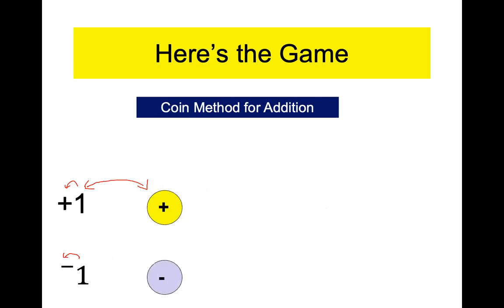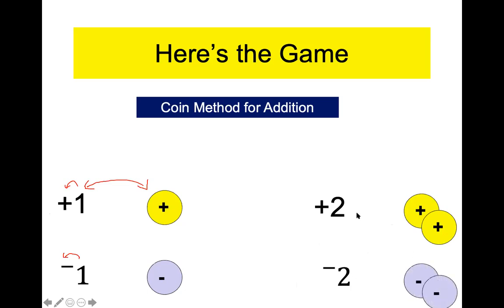So 1 coin for 1, 1 coin for another. Yellow one for positive, blue for negative. Since it's a +1, there's 1 coin. Since it's a -1, there's 1 coin. Therefore, if I were to represent the number +2, I would need not 1, but 2 yellow coins. If I were to represent a -2, I would need 2 negative coins. So that's how we're going to represent numbers.